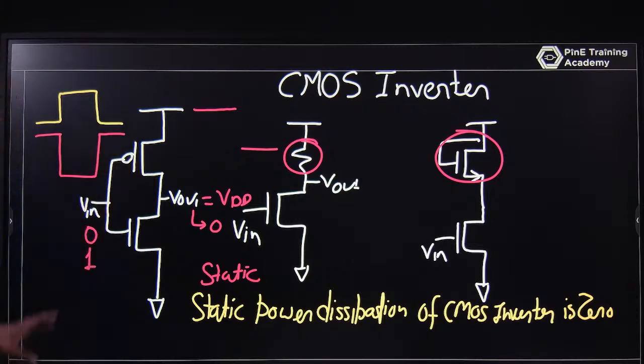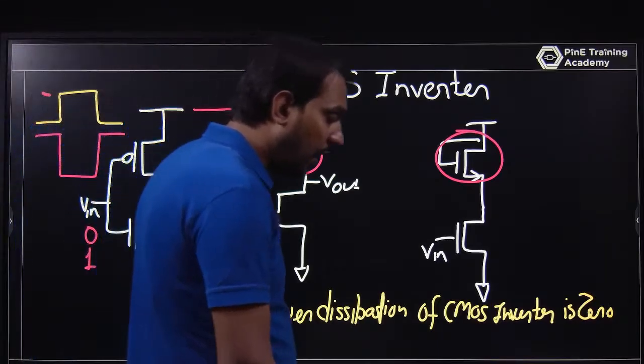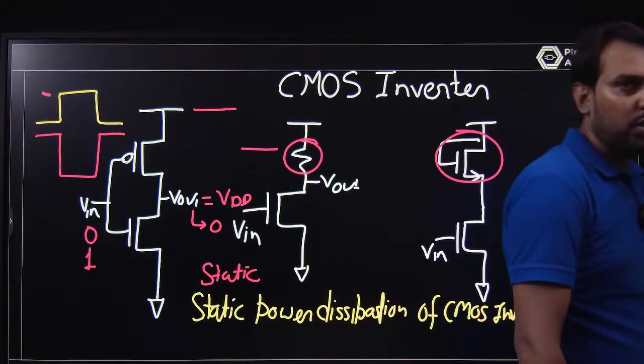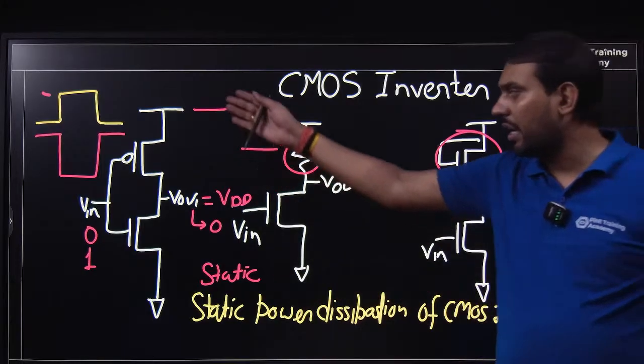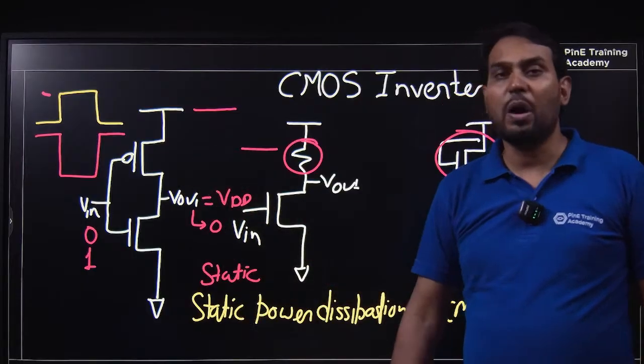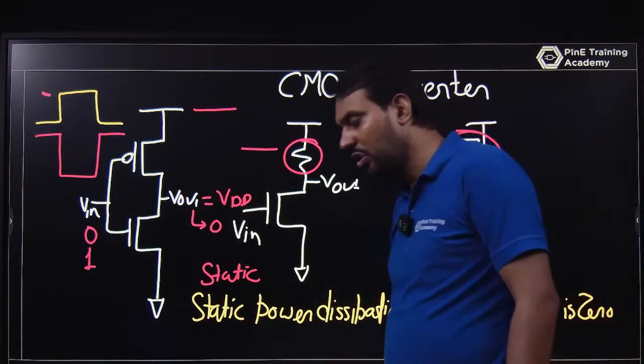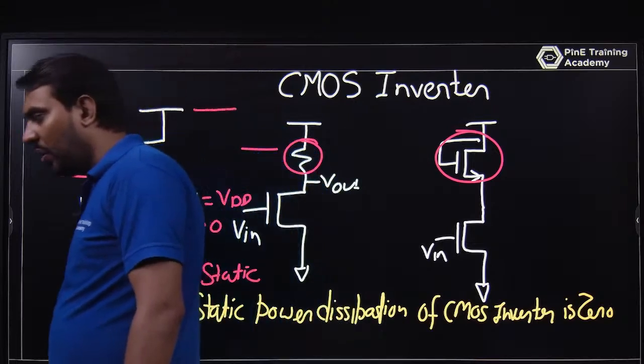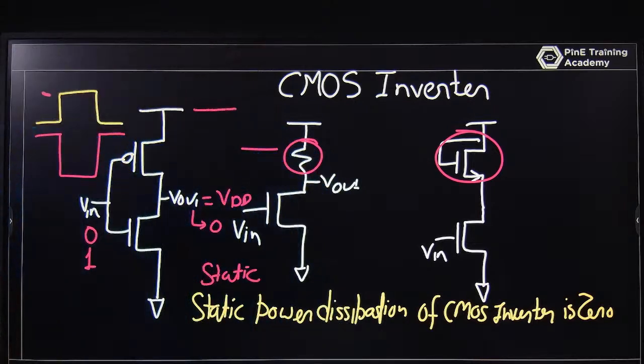I am not talking about the transient region, because in the transient region the output will be different. But in static, when the input is 0, the output is high. When the input is 1, the output is low. This means one MOSFET is active and one is off, so the total current in the circuit will be 0. So we can say that the static power dissipation of the CMOS inverter is 0. That is why the CMOS inverter is preferable.